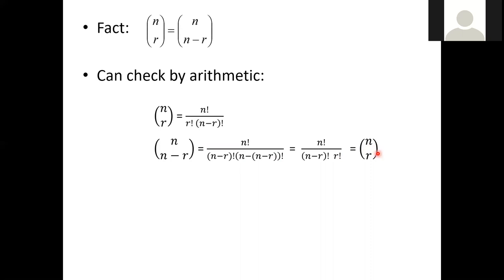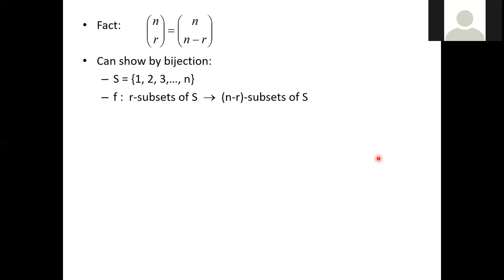Okay, so a simple check. However, there is a more fundamental thing, and it's a 1-to-1 rule. So you can also see that these two things must be the same by the definition of what they are. This thing on the left was supposed to be the number of R element subsets in an N element set. So let's take a set of N elements, 1, 2, 3, 4, up to N, and consider the set of all R element subsets of it.